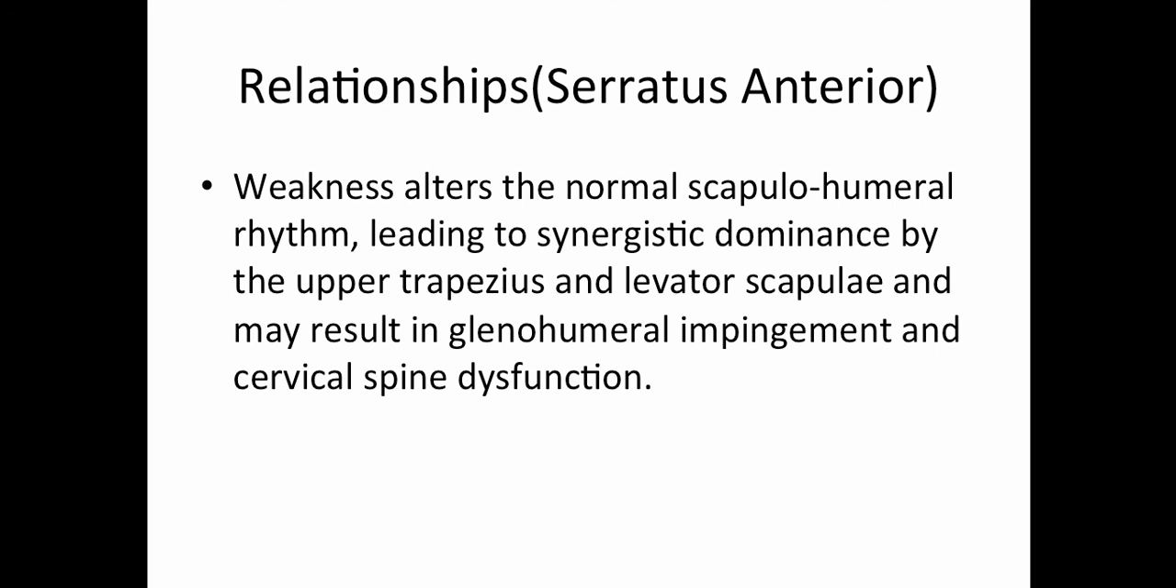The serratus anterior, when weak, can alter the normal scapulohumeral rhythm. This leads to synergistic dominance by the upper trapezius and the levator scapula, and it may result in glenohumeral impingement and cervical spine dysfunction.